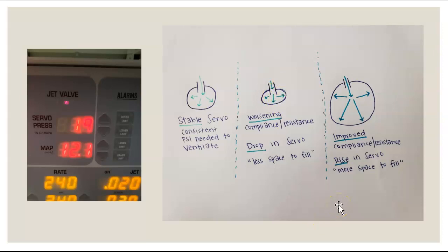All right, and then inversely, say we have improved compliance. Maybe we're finally opening up. Maybe we have a leak somewhere. This is our bigger alveoli. See how we need more? We need more arrows to fill up the space. We need more power. We need more oomph to fill up where we need. That will cause a rise in our servo. So we have more space to fill up, so I need more servo. If I have less space to fill up, I need less servo.